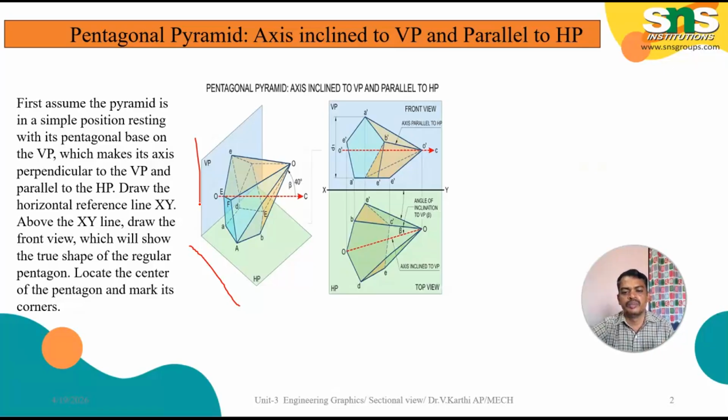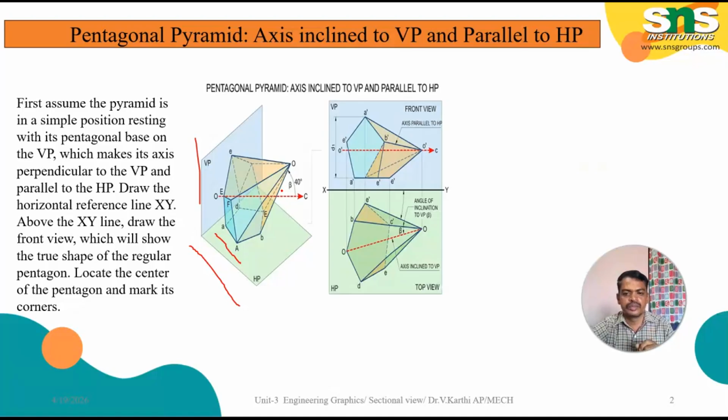Draw the simple position, and apply the inclination by rotation in the top view. Project the final front view. Assuming simple position, base resting on HP, axis perpendicular to HP, and one base edge parallel to VP.